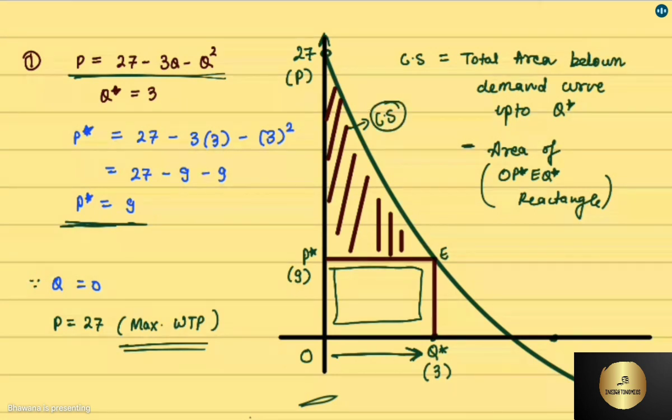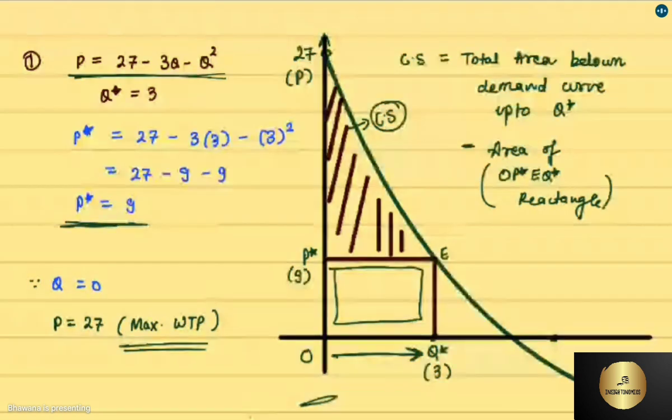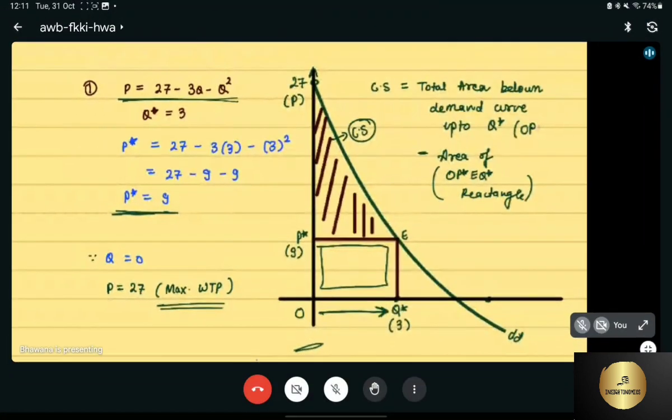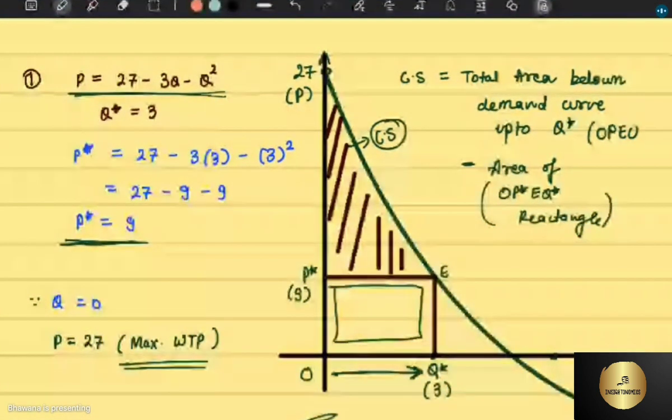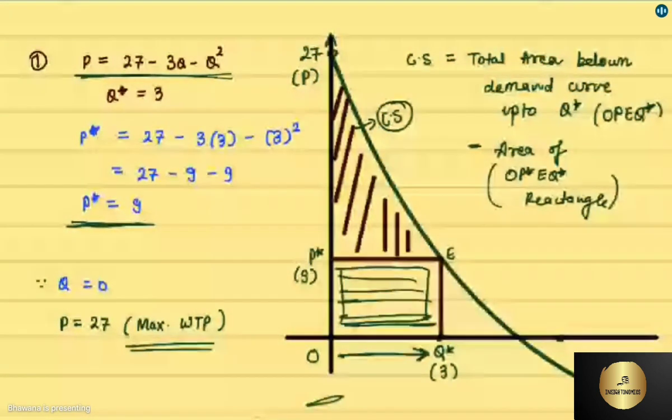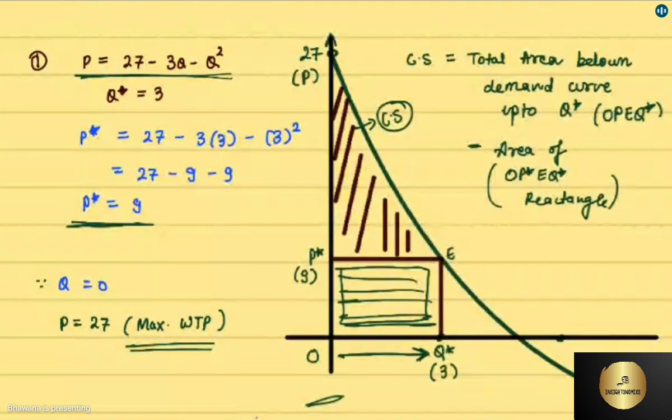But for that, first we will derive the total area O, P, E and Q star using integration, and then we will subtract this particular P star and Q star rectangle. So we will be left with this particular triangle. Okay, sorry, this is the rectangle when we subtract this surplus. Okay, so for that we will use integration.